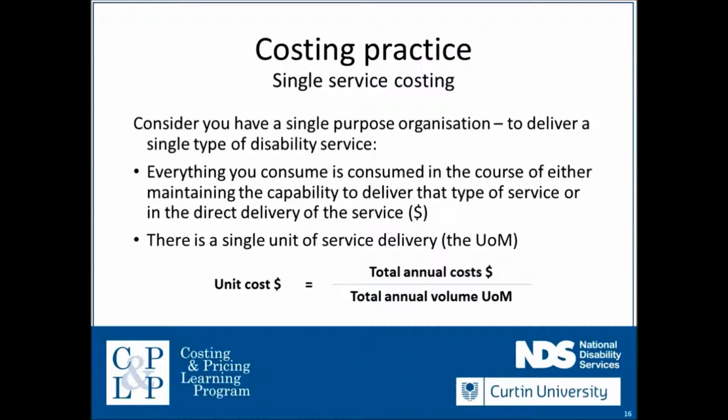Let's have a look now just to finalise the discussion in this webinar and to consider a fairly simple example. We'll look at a single service costing arrangement. This is an organisation that only provides one unit of measurement. Now, obviously, this is quite unlikely for most people listening to this webinar because most organisations have more than one unit of measurement. In other words, most disability organisations provide more than one type of service. However, for illustrative purposes, it's useful just to look at a single service costing example so that we can then move on to costing practice in the next webinar.